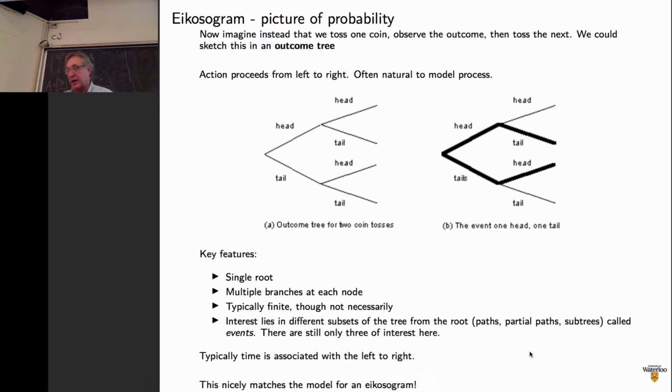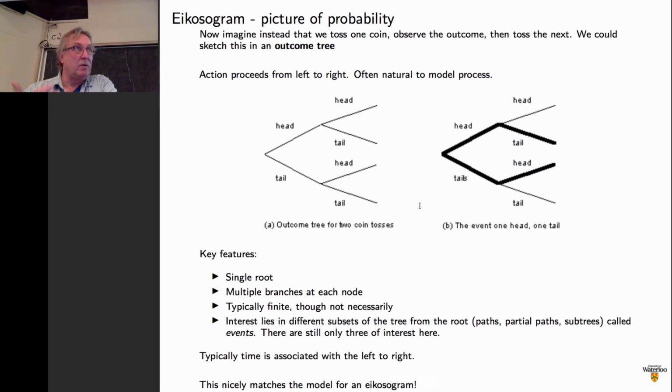So now imagine that I toss the coins, first one, then the other. Okay? So this is an outcome tree. You imagine that I'm proceeding in time from left to right. So this is the first coin toss. It either is a head or it's a tail. Then I toss the second coin. So this is either a head or a tail. Or it's a head or a tail. So that's two coin tosses.